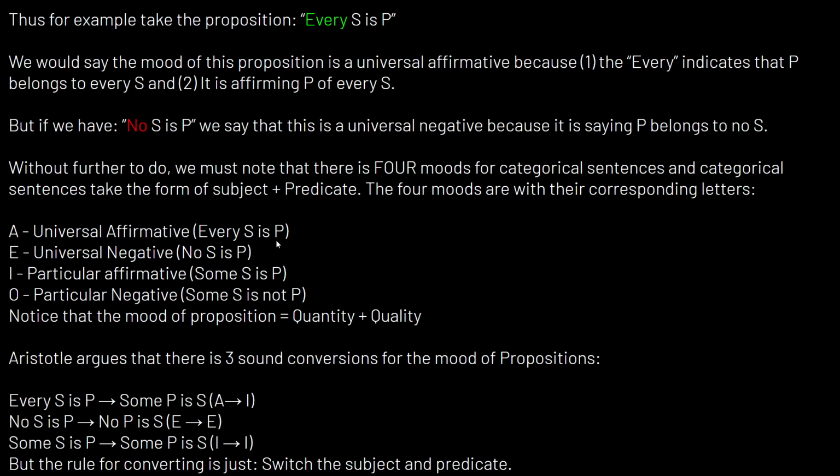But for the particular negative, that is, some S is not P, there is no conversion for that, unfortunately. So the only moods that are going to be logically or soundly converted are A, E, and I. That is universal affirmative, universal negative, and particular affirmative. We exclude O. The rule for converting is simply that you switch the subject and the predicate.